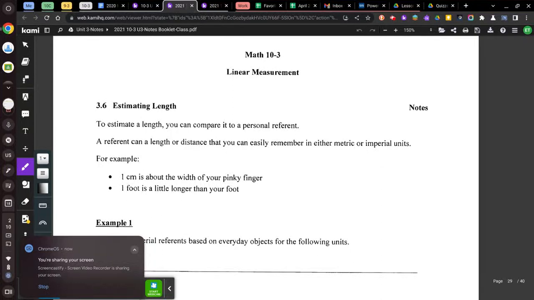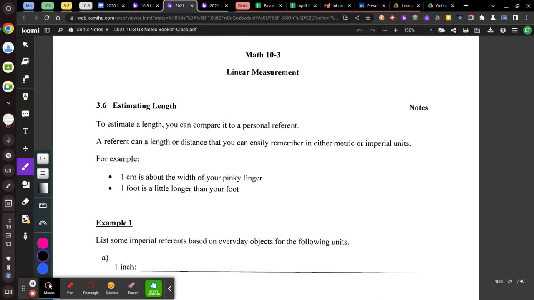Okay, welcome to lesson 3.6. We are talking about estimating lengths. So we have different, what we call referents. A referent is when we take an object or part of our body that we use that can symbolize the length of an object.